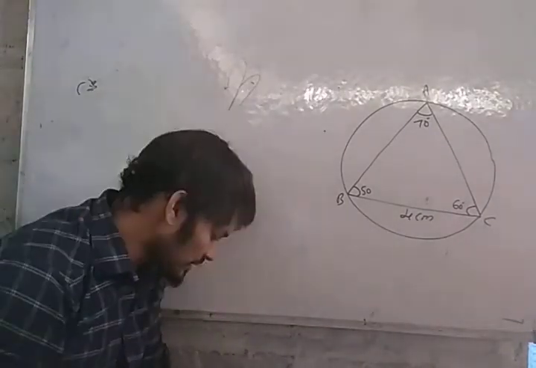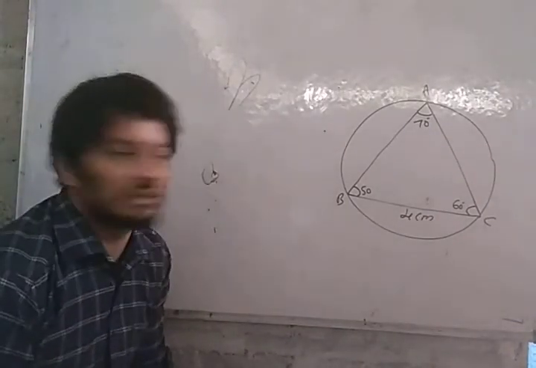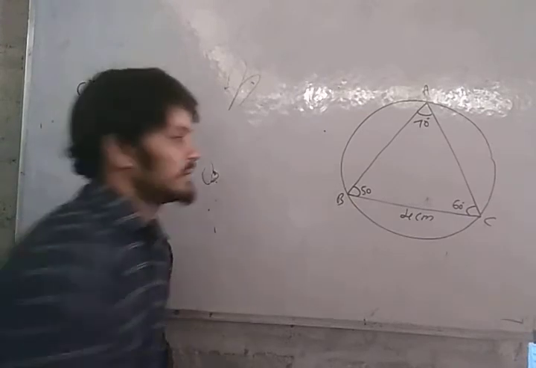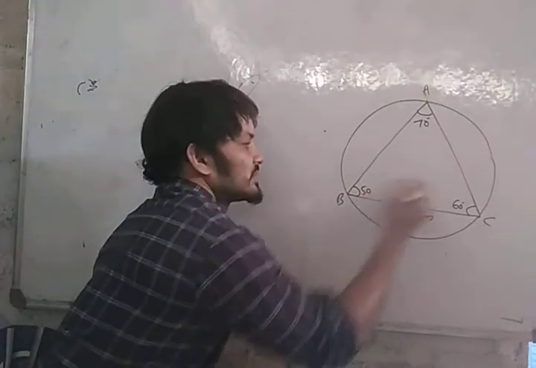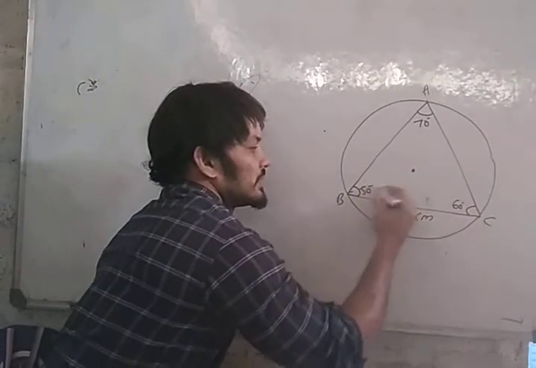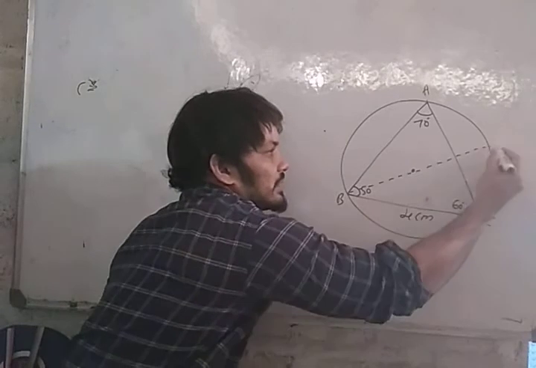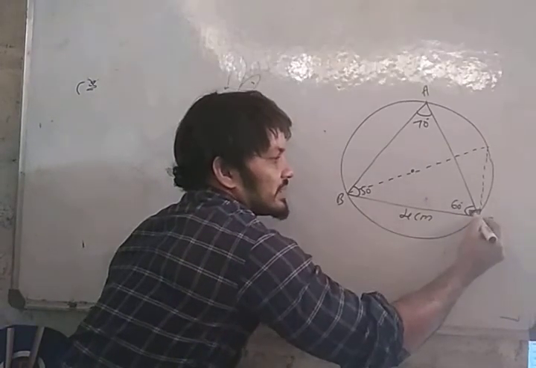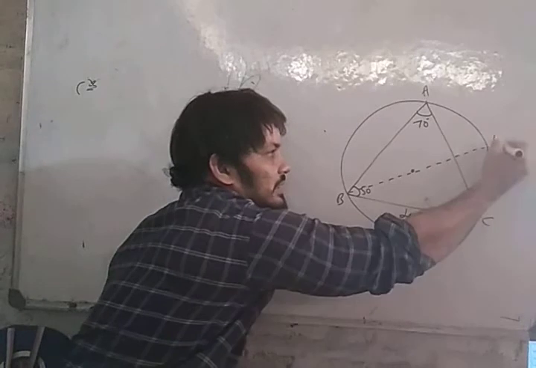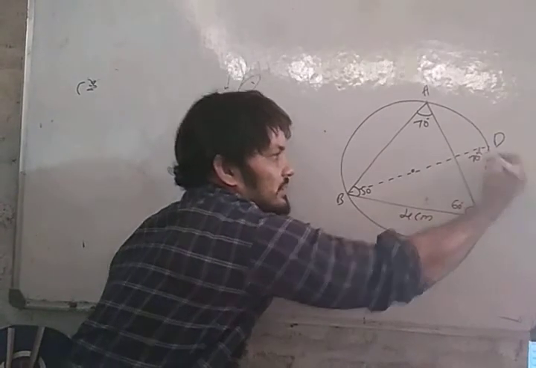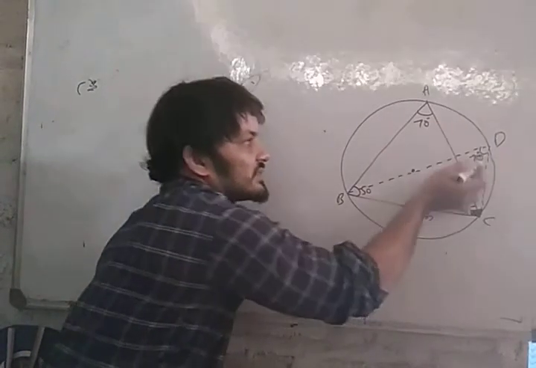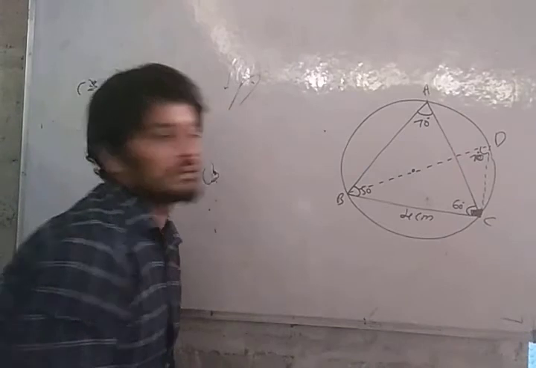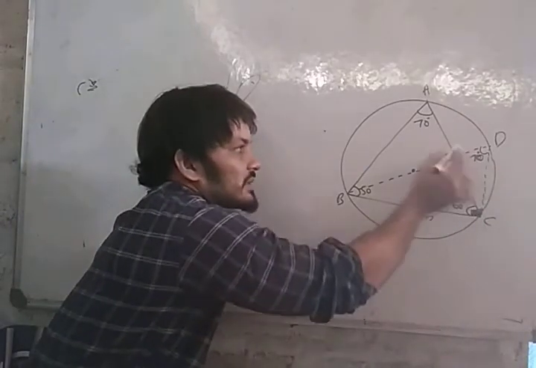Here first question: compute the diameter of the circle. Easy, okay. Diameter, like this do. Here center, dotted line and join here. You know angle in a semicircle is 90 degree. Here 90 degree full. Here B, here also 70 degree. Angle in the same segment. Here 70 means here 70.